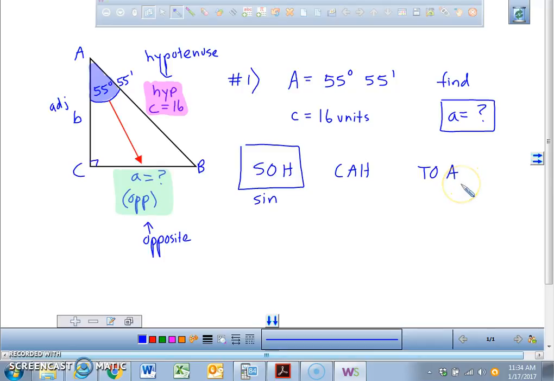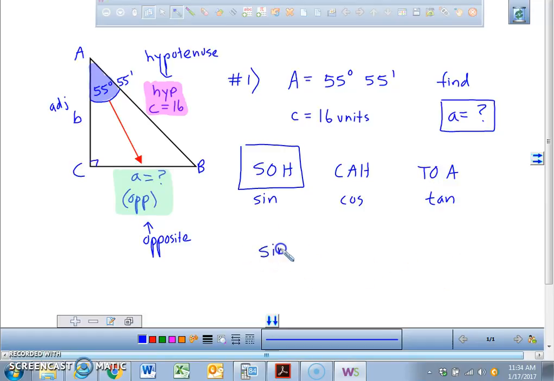that deals with tangent. Remember, this is sine, this is cosine, this is tangent. Sine, cosine, tangent. SOH, CAH, TOA. Okay? Now, I want you guys to write this down, please.